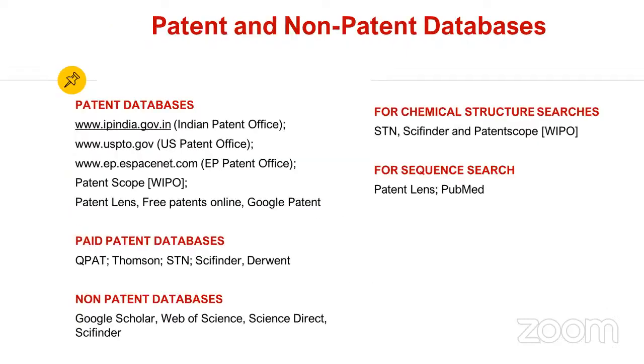There are freely available and paid databases for patent searching. The freely available databases are ipindia.gov.in, USPTO for the US Patent Office, and the EP Patent Office also gives a free service for patent searching. Even WIPO gives a free service for patent searching. Patent Lens, Free Patents Online, and Google Patents are also free databases. Paid databases are QPAT, Thomson, STN, SciFinder, or Darwin. These are the paid databases. For chemical structure searches, these are STN, SciFinder, or PatentScope is also available. And for non-patent databases, there are Google Scholar, Web of Science, ScienceDirect, and SciFinder.